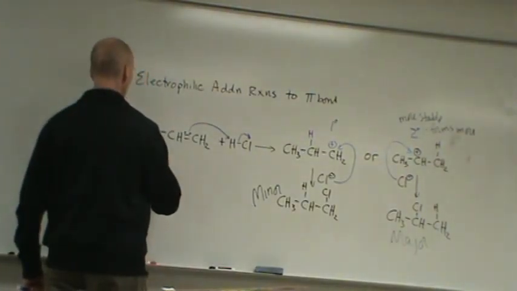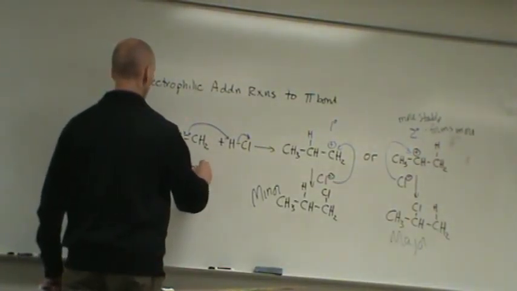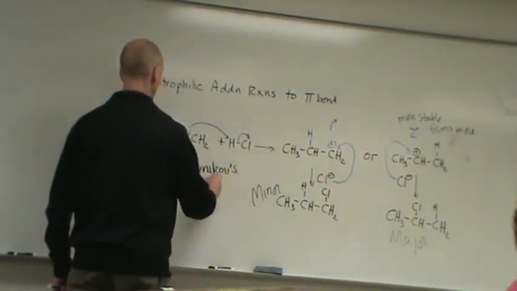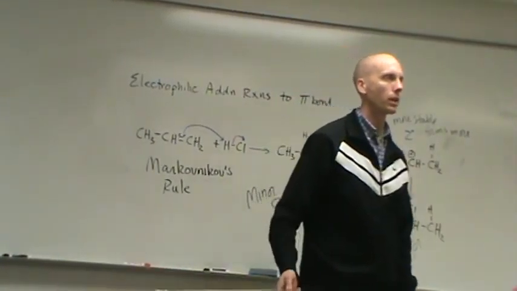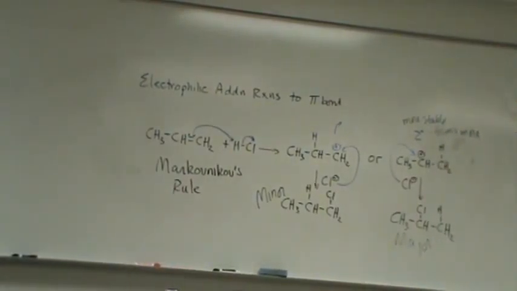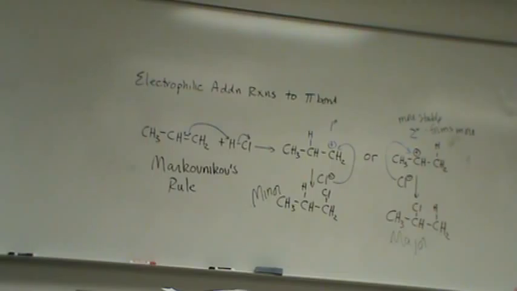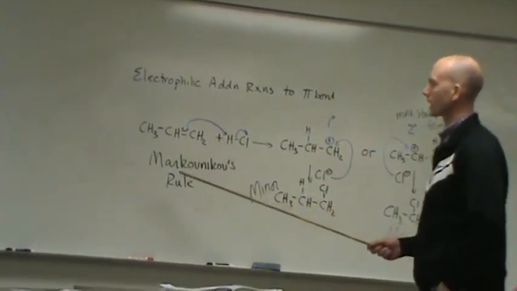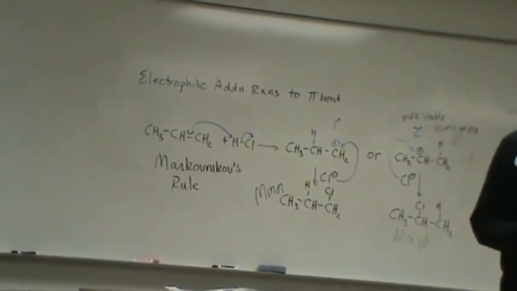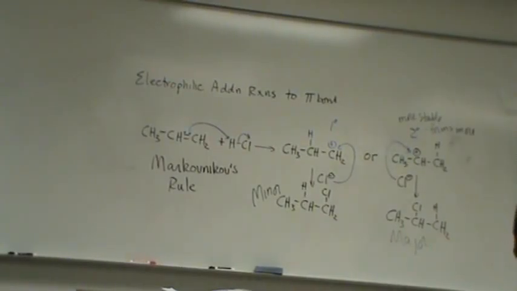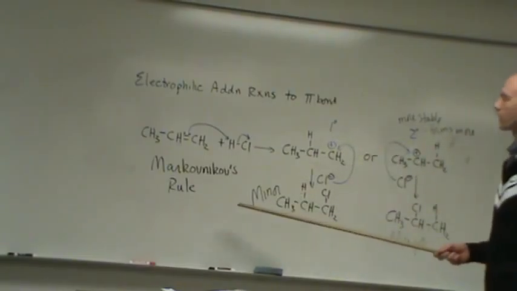Okay. Pretty easy. Well, it's so easy that somebody got their name associated with it. It's what's called Markovnikov's rule. Very important rule that I'll state for you two times, so you better get it down. If you don't, it's in your phone. Okay, it's a very important rule. There's two important rules in this class. One was Zaitsev's rule. The second one is Markovnikov's rule.